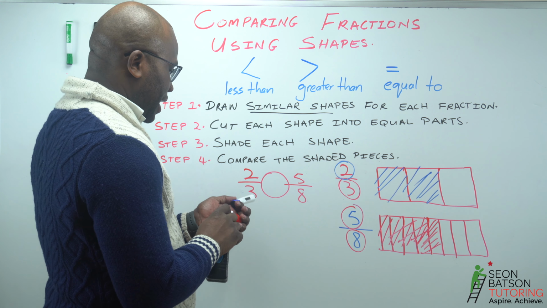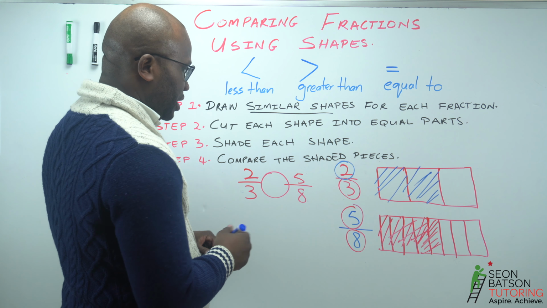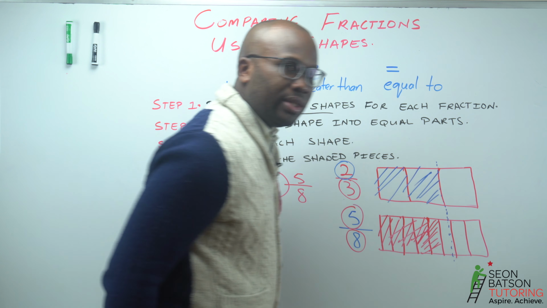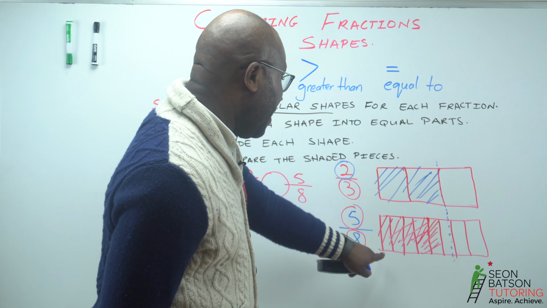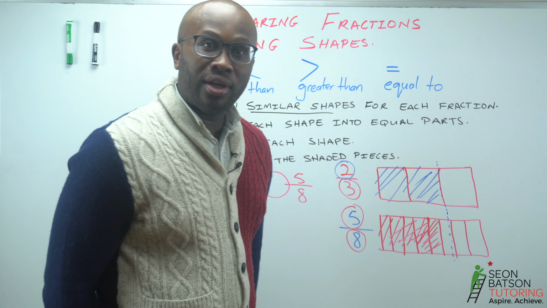Now we are done shading, yeah? Now it's time to compare the shaded pieces or the shaded parts. This first fraction stops somewhere. Let's draw a line to see here. See that? It's somewhere around there. Yeah? And the second piece is right here. So which is the smaller piece? If you can see, the smaller piece will be 5/8. See that? And the bigger piece is 2/3.